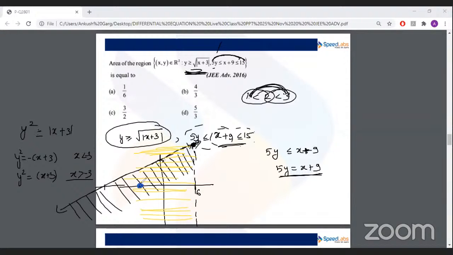Yeah, so y square equal to x plus 3 will be a simple curve like this, right? And y square equal to minus of x plus 3 will be a curve like this. So this is what we are getting. Now we want y to be positive, greater than these values. We want y to be greater than root x minus 1.